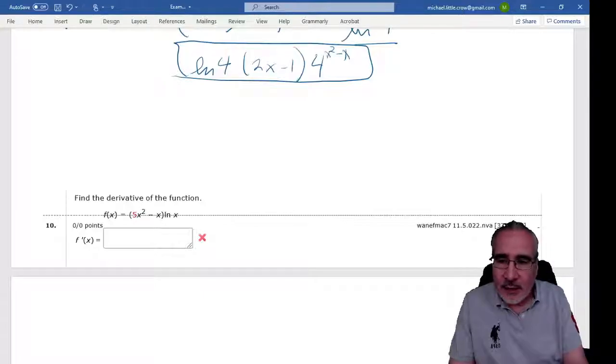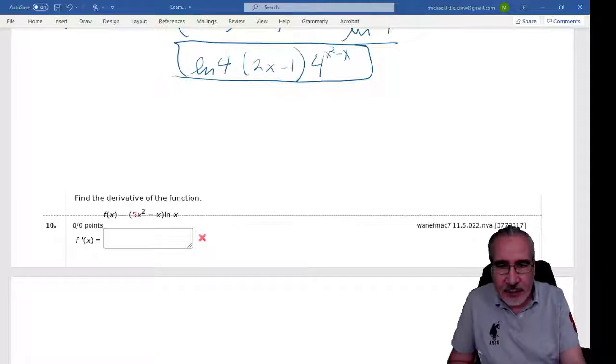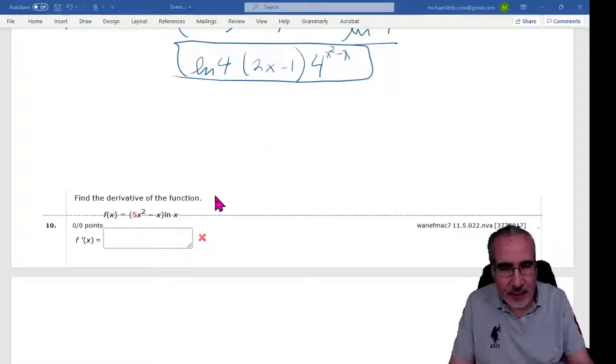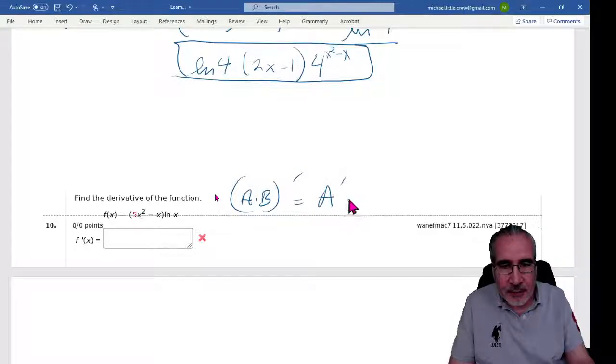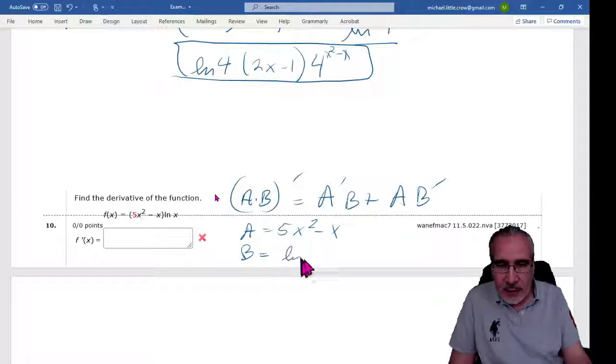So this one is sort of the same thing, but notice we've got a product rule going on here. We don't really have to specifically use the chain rule so much because this is to a 1 power and this is just natural log of x. So we've got a product rule. We want to think of this as a times b, and the derivative is going to be derivative of a times b plus a times the derivative of b. In this one, a is 5x squared minus x, b is natural log of x.